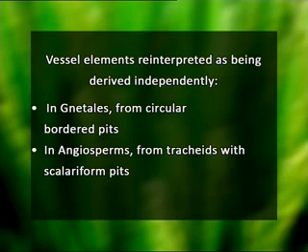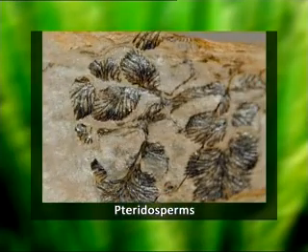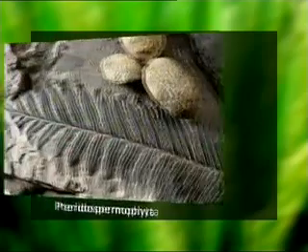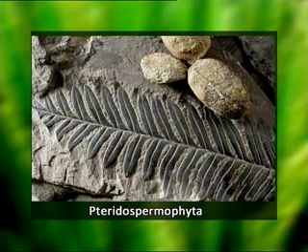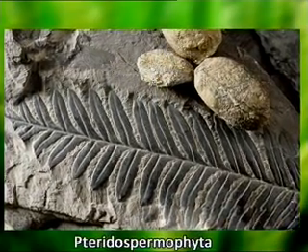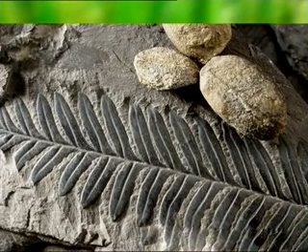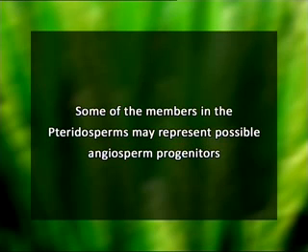scalariform pits. One more widely debated hypothesis about the evolution of angiosperms is that angiosperms were derived from extinct Mesozoic pteridosperms. The pteridosperms, also sometimes called seed ferns, were a group of Mesozoic fossil plants that possessed seeds. They had seeds, but their leaves were just like ferns. Some of the members in the pteridosperms may represent possible angiosperm progenitors.